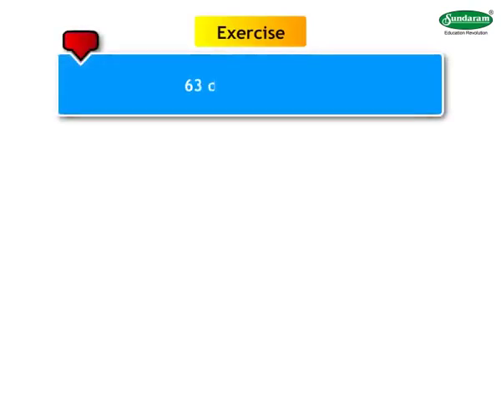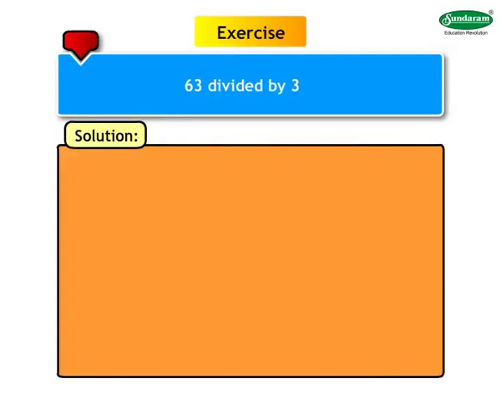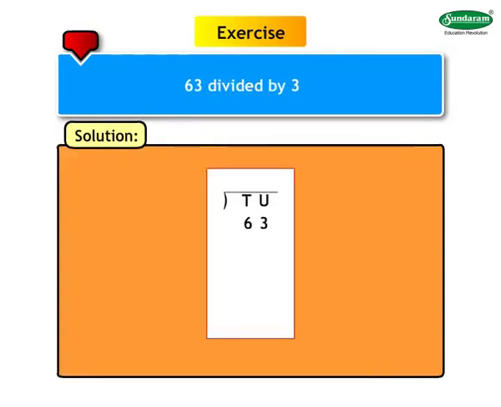Let us now solve a few examples from the exercise. 63 divided by 3. Here, the dividend is 63. This means 6 tenths and 3 units. The divisor is 3. First, we have to divide 6 tenths by 3. As 3 2s are 6, we will write 2 in the tens place of the quotient. Now, write the product 6 below 6 tenths. Subtract 6 minus 6, which is equal to 0. So, the remainder in the tens place is 0.